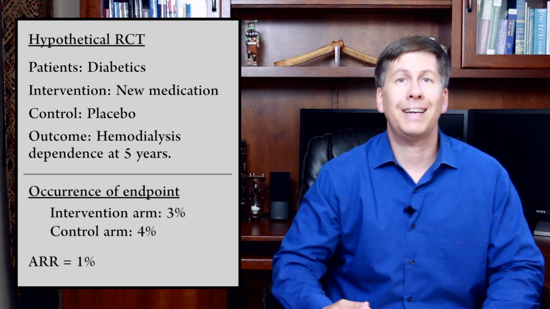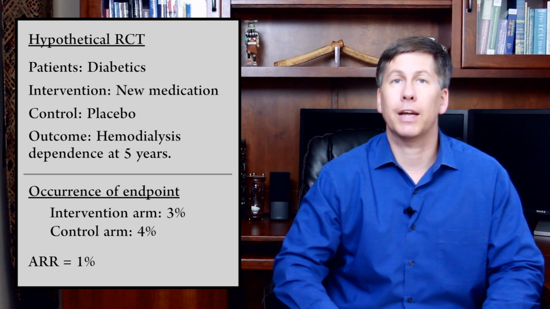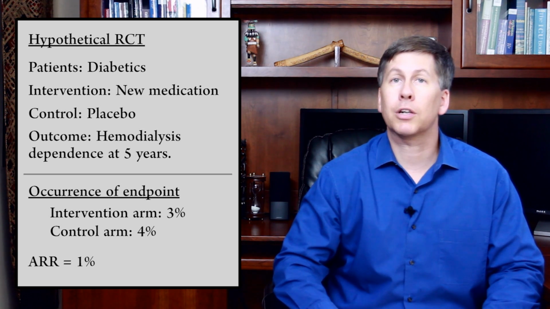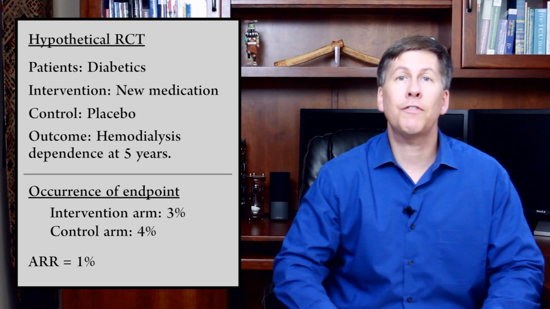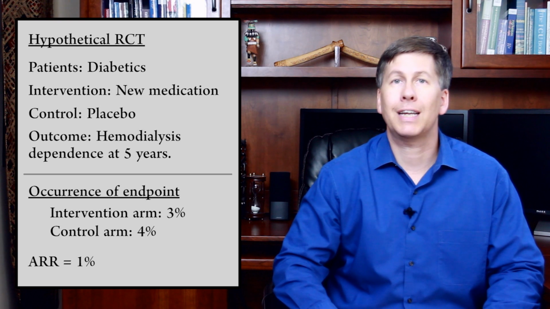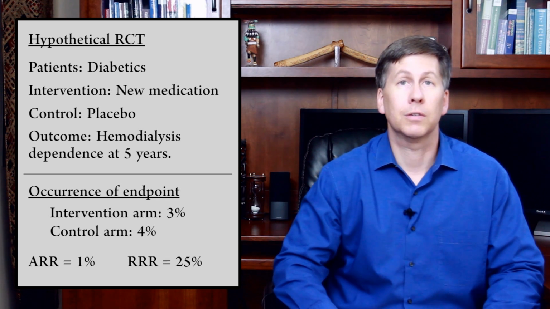If patients were told that they needed to take an expensive medication every day in order to lower the probability they would need hemodialysis in 5 years by 1%, many would probably decline. However, consider if the benefit is described in terms of relative risk reduction. This is calculated by taking the absolute risk reduction and dividing it by the risk of the adverse outcome in the control group. So 0.04 minus 0.03 divided by 0.04, which of course is 0.25. This gives us a relative risk reduction of 25%.